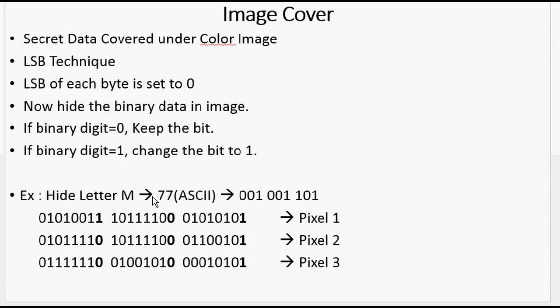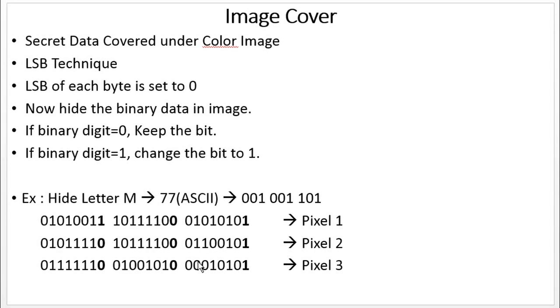Now let us consider an example, hiding a letter M whose ASCII value is 77 and whose binary representation can be split as 001, 001 and 101. Let's choose the border pixels as pixels 1, 2, 3, and each pixel is of 24 bits. In each pixel, the least significant bit of each word is replaced by the data which we need to send. That is, the bold digits, 001, 001 and 101, are the data we need to send.